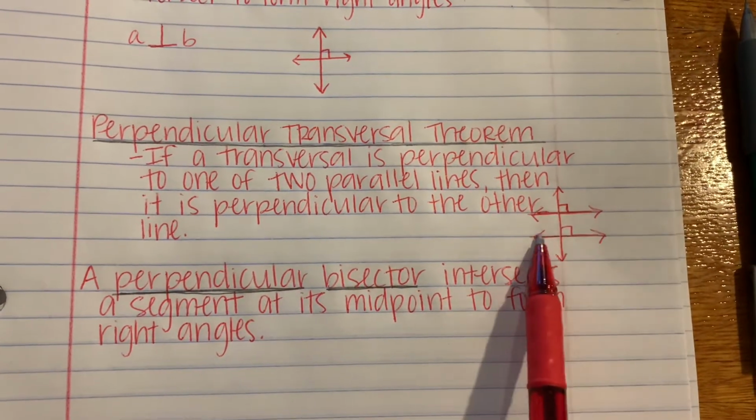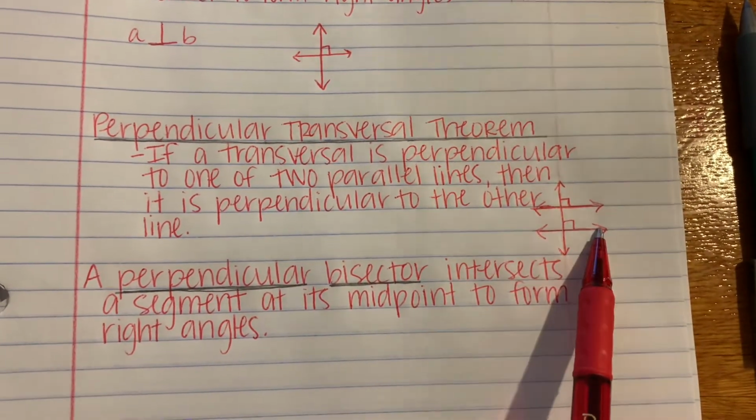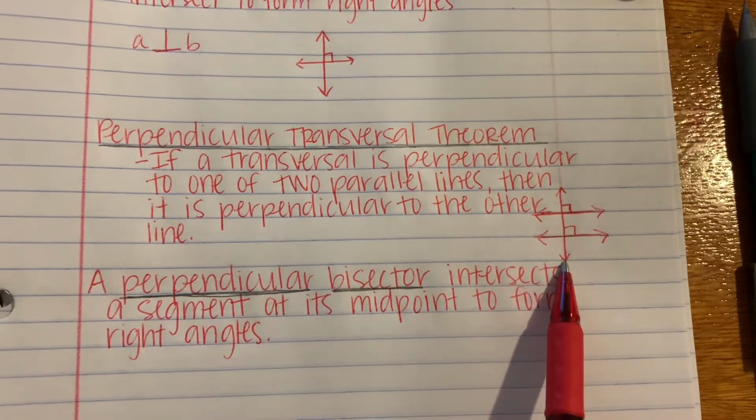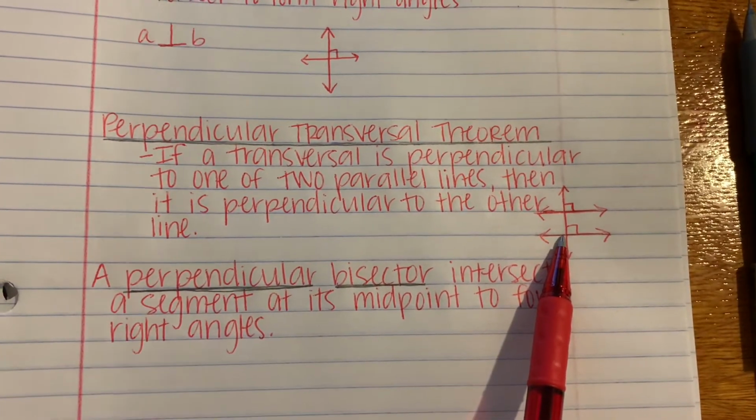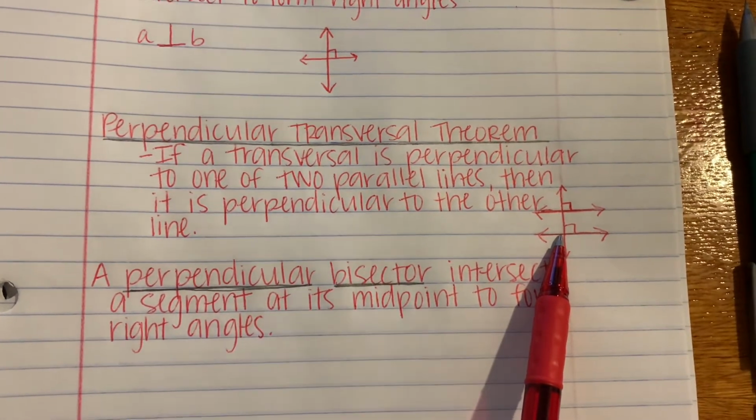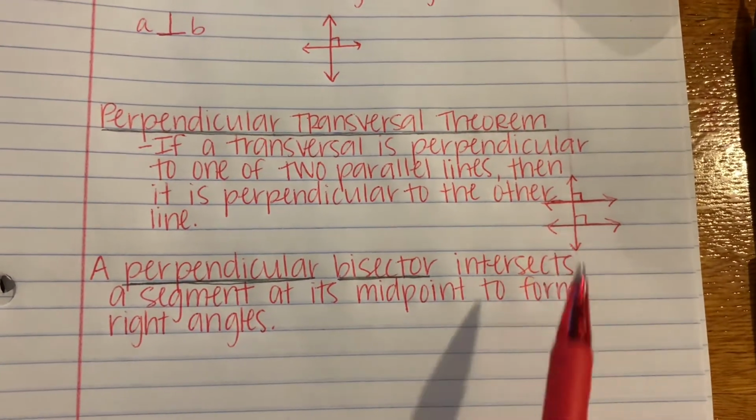These have the same slope. They're running in the same direction. So if I draw a transversal that's perpendicular to one of them, it's perpendicular to both of them. And we'll see an example of that in our 7.3 practice in just a second.